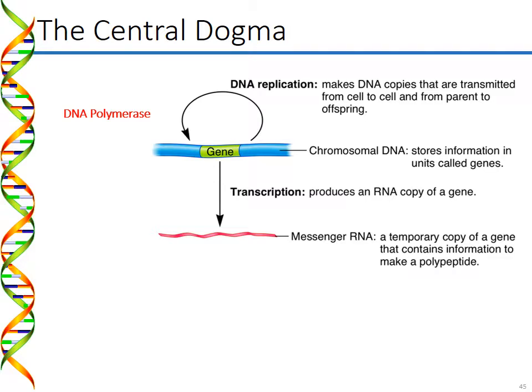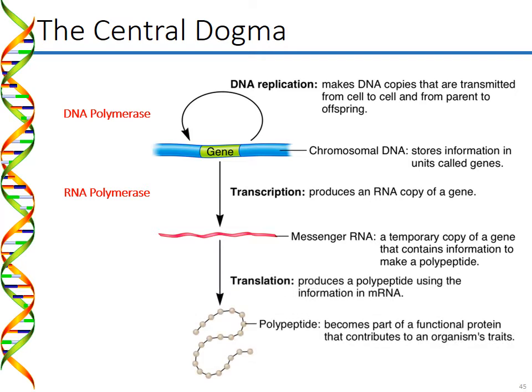Transcription is the production of an RNA copy of a gene onto messenger RNA. This is mediated by the enzyme RNA polymerase. Translation is when a polypeptide or protein is made from the mRNA by combining amino acids, as we saw on the previous slides. And this is mediated by the ribosome. We will be discussing each of these processes more in depth in the upcoming slides.